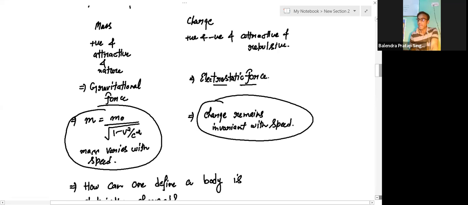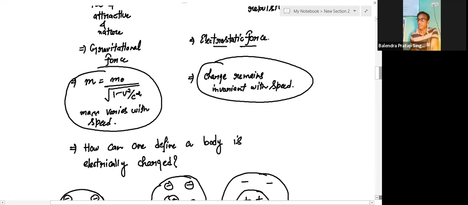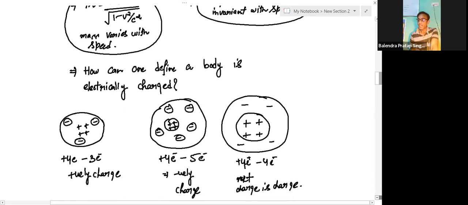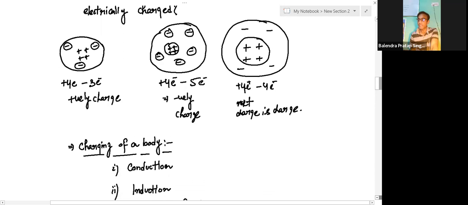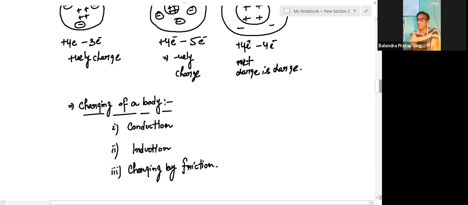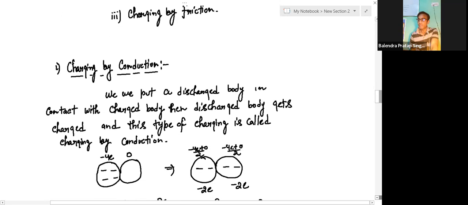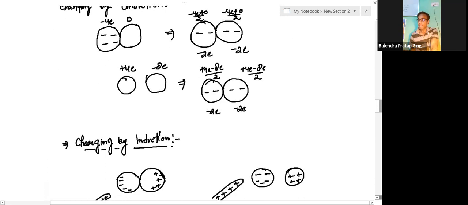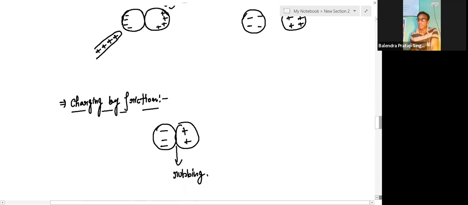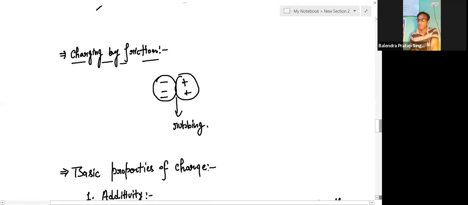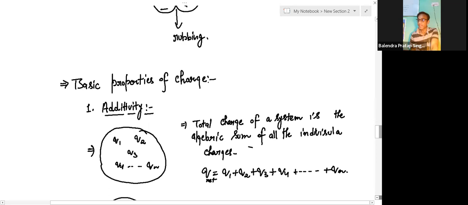Okay, and after that I discussed how you can charge a body. There are three ways you can charge a body: conduction, induction, and charging by friction. In this part I discussed how you can charge a body by conduction, how you can charge a body by induction, and finally charging by friction. And after that I discussed some basic properties of charges.